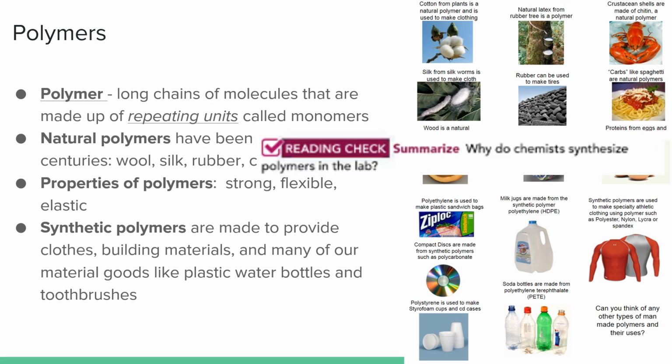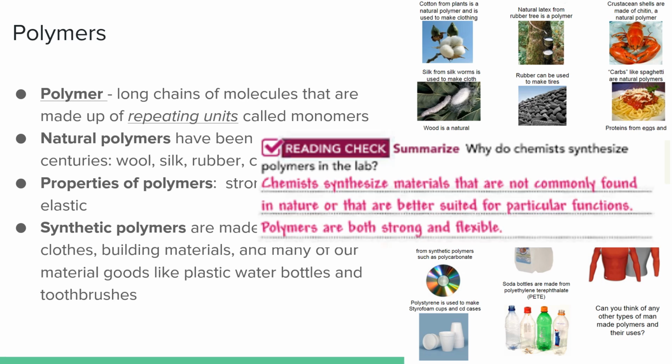So why do chemists synthesize polymers in the labs? The answer is that chemists synthesize materials that are not commonly found in nature or that are better suited for particular functions. Polymers are both strong and flexible, and that comes in handy for lots of different things.